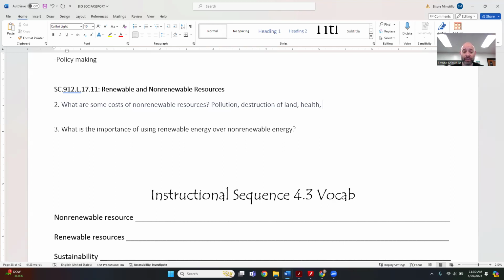We've got loss of land. We've got death from animals and other things losing their habitats. We've got pollution. We've got issues with human health as well as other things. It's not just money. Sometimes we have to give up other things to get what we want, and here we are. What's the importance of using renewable energy over non-renewable? Well, other than avoiding all of the negative stuff that we just talked about, renewable energy is exactly that. Renewable can be regenerated.